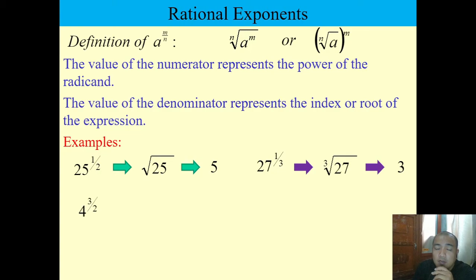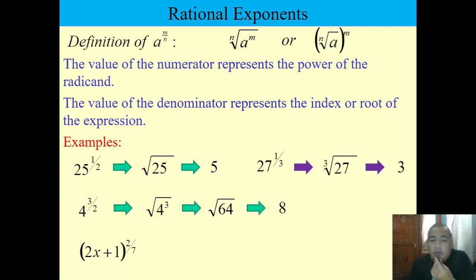4 raised to 3 halves means the square root of 4 cubed, which is the square root of 64. And what's the square root of 64? 8. So 4 raised to 3 halves is 8. How about this? The quantity 2x plus 1 raised to 2 over 7. That means the 7th root of the quantity 2x plus 1, squared.